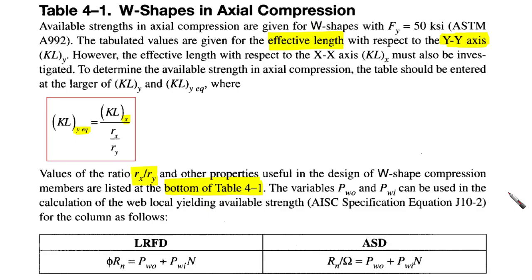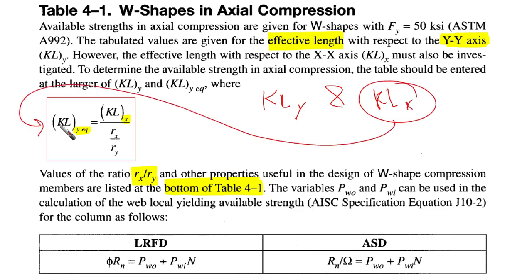So remember that in your design you need to check both KL with respect to y and KL with respect to x, but for KL with respect to x you need to calculate what we call the KLy equivalent, which is going to equal KL with respect to x over the ratio Rx over Ry.